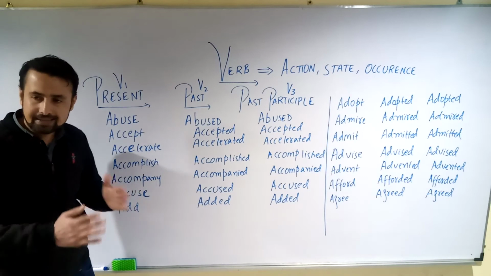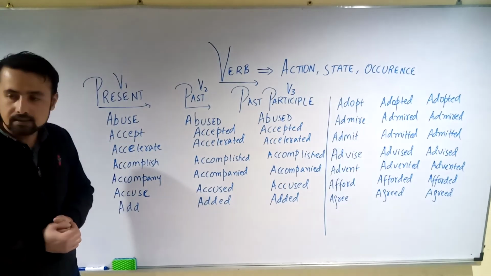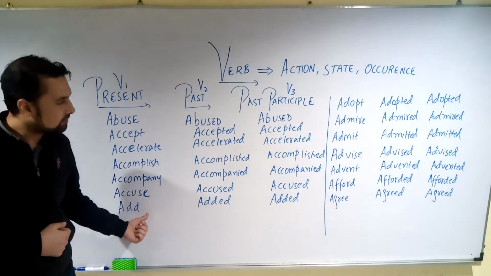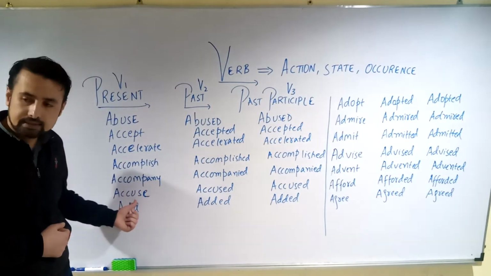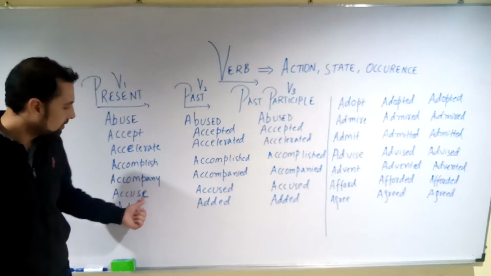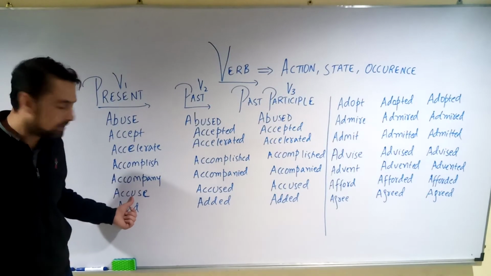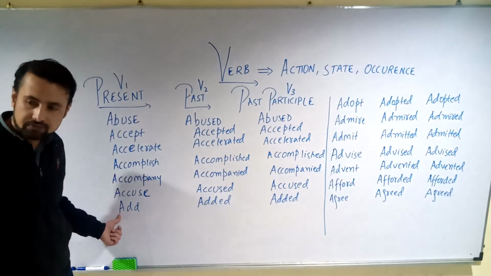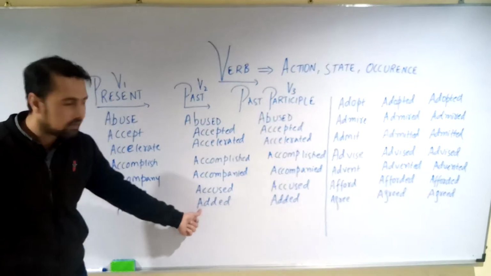Now you can make in this way many verbs out of one single AC, AB. Still we are following the sequence of A with different other alphabets. Let's say that you are finished with AC. You don't know about other verbs which come with AC, then shift yourself towards AD. With AD, first, that is add, added, and added.